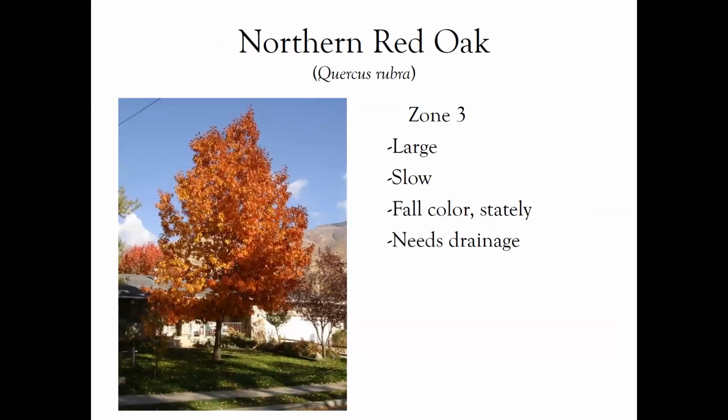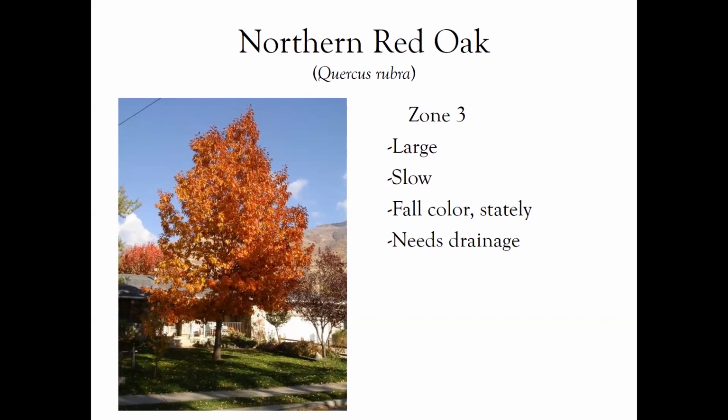Northern red oak, Quercus rubra. So northern red oak is, as I mentioned earlier, there's the white oak group, and now we're talking about an oak in the red oak group. And as a general rule, the red oak group of oaks does not do well in the high pH soils that we have in the Intermountain West. Northern red oak does well. I've seen really nice trees here in Utah if the soil drains well.